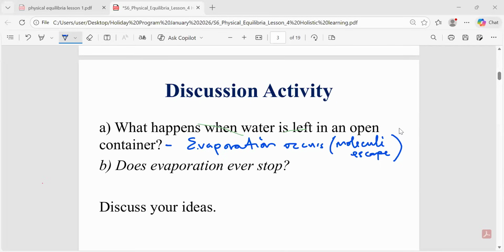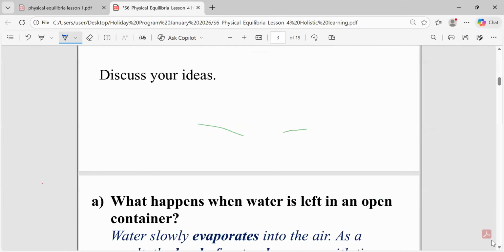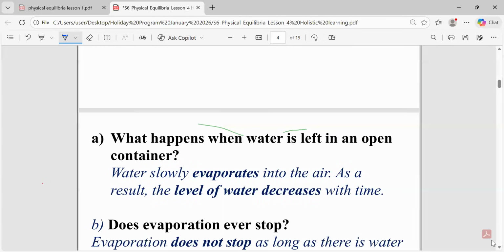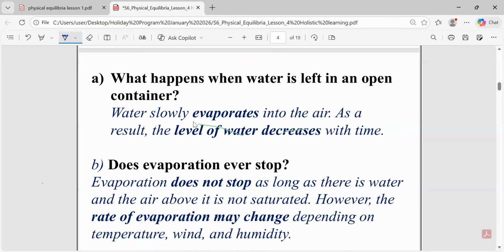So I'm saying that when we leave water in an open container, the evaporation will occur. And when evaporation occurs, these molecules will keep on escaping, which means it will never stop. And eventually, at the end of it all, this water may end up getting completely used up. So here are some of the things that we say: that water slowly evaporates into the air, which Peace has already explained to us. And as a result, the level of water decreases with time.